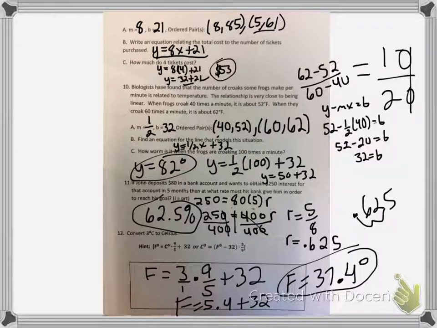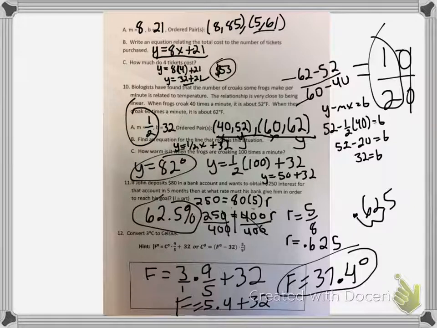Alright, biologists have found that the number of croaks some frogs make per minute is related to the temperature. The relationship is very close to being linear. When frogs croak 40 times a minute, it is about 52 degrees. When they croak 60 times a minute, it is about 62 degrees Fahrenheit. So I'm going to write my ordered pairs down. 40 and 52, x and y, x and y. So I say 62 minus 52 is 10, 60 minus 40 is 20. That gives me m is 1/2. So I know my m is 1/2 here.